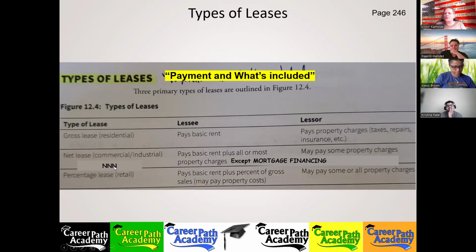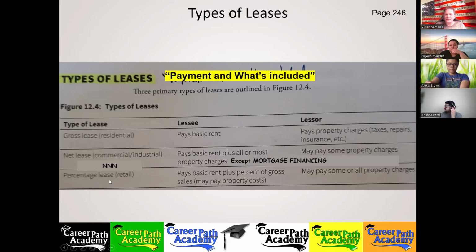Now, there's something called a triple net lease, sometimes expressed as NNN. In a triple net lease, the tenant pays all property charges except for the mortgage. So the tenant's responsible for paying the taxes on the property, the landlord's insurance, their own renter's insurance, and any repairs, etc. That's common in commercial and industrial real estate.